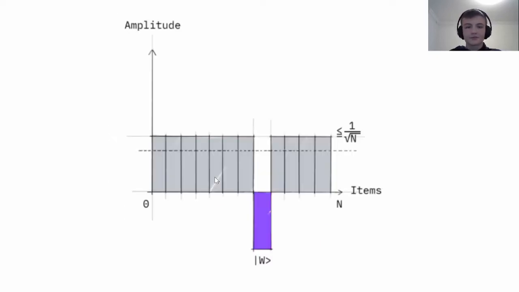Good progress. Let's look at the amplitude implications. Once again, we know that our negative phase will obviously give a negative amplitude to this state W, and this will lower the average amplitude of the entire superposition, which is marked by the dashed line.